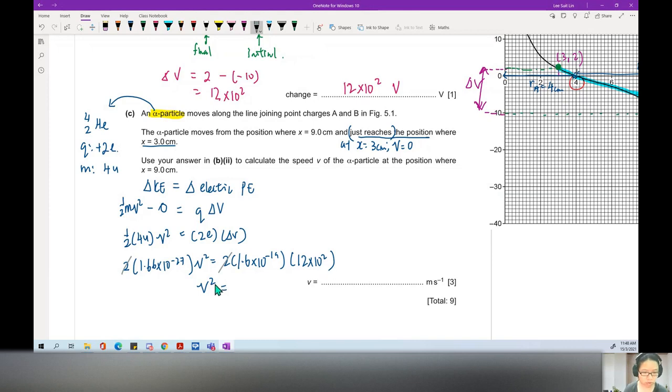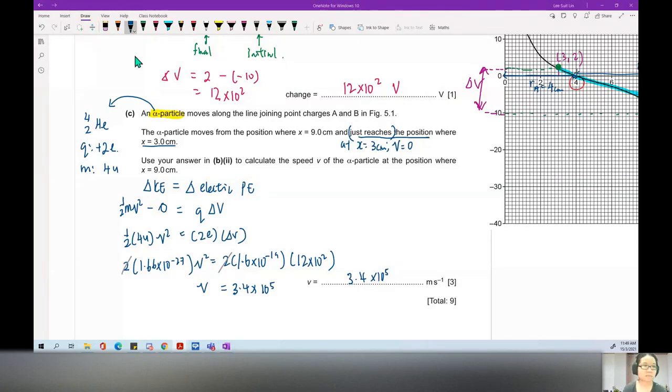So, okay, I'm not looking for V square. I'm looking for V. So my V is 340092. So that would be 3.4 times 10 to the power of 5. Reasonable? As long as it's not greater than the speed of light, we are on solid ground.